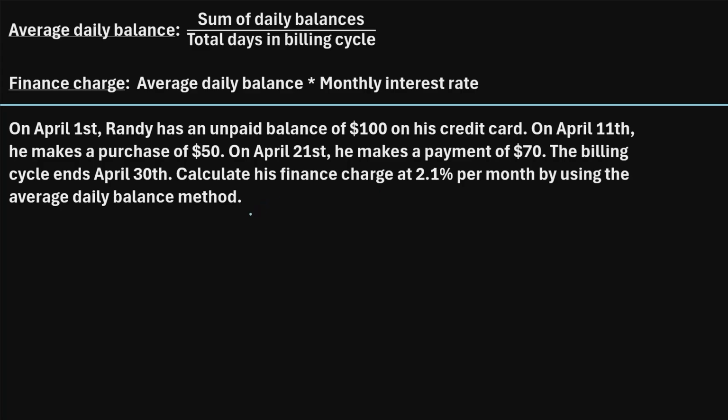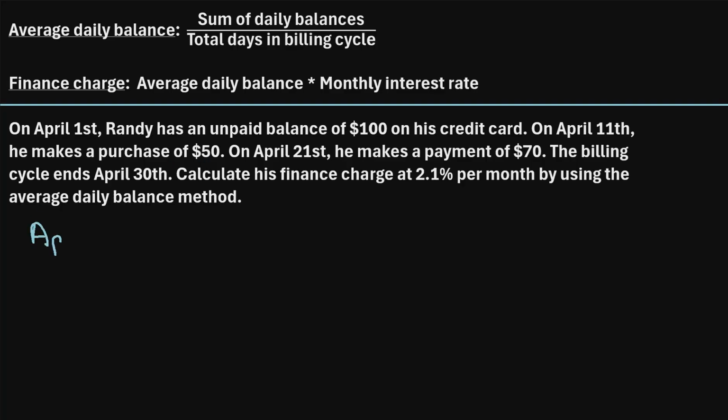So using the average daily balance method, what we're trying to do is just figure out the sum of the daily balances. So from April 1st to April 30th, the end of the billing cycle, what is the total sum of the daily balances on Randy's credit card? So we can see on April 1st, he starts with an unpaid balance of $100. He then carries this $100 as his unpaid balance until April 11th when he makes a purchase of $50. So that's going to bump up the total balance to $150. So let's write that out.